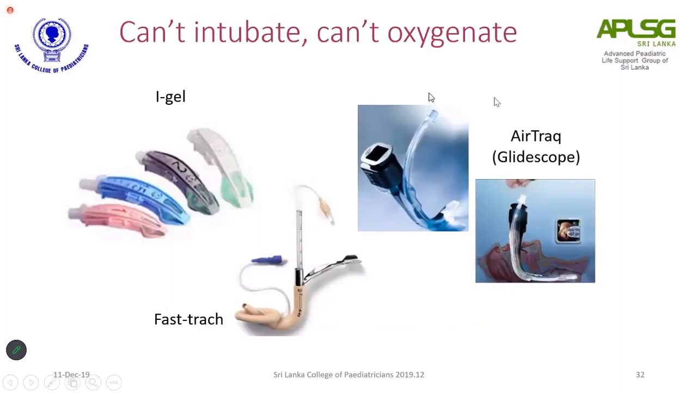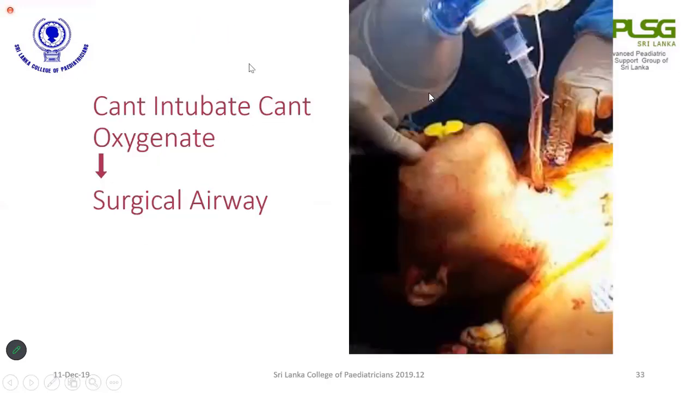There are rare instances where you cannot intubate or cannot oxygenate, which is actually quite rare in our setup. You might have to use various high-end equipment as shown on this picture, but I'm not going to elaborate on this because usually this is quite rare. And then the final option is a surgical airway. Can't intubate, can't oxygenate. Then you need to inform the surgical team or the ENT team and get a surgical airway in to maintain the oxygenation.